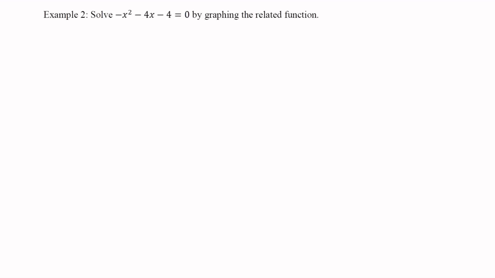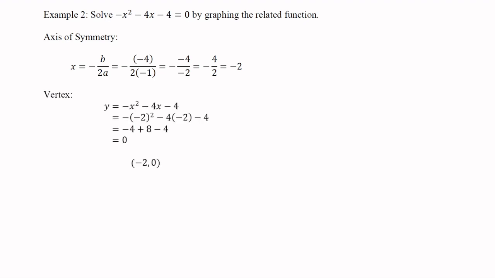For this example, we are going to solve negative x squared minus 4x minus 4 equals 0 by graphing. So again, find the axis of symmetry by using negative b over 2a. Since we are in standard form, that's going to give us negative 2. Then plug negative 2 into our related equation to find the vertex. And that's going to give us a vertex of (-2, 0).